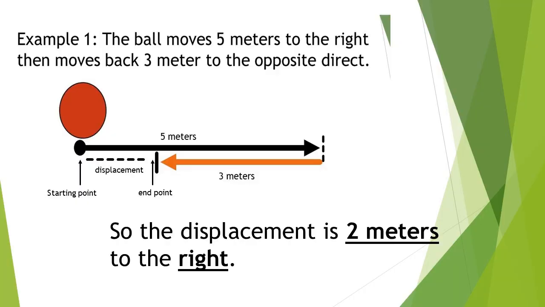So, to get the displacement, we are going to measure the length between the starting point and the end point. Since this is 5 meters and this is 3 meters, the remaining is 2 meters. That is the length between the starting point and the end point, and that measures the magnitude of the displacement. And the direction is, since this is the origin and it goes to this endpoint, which is here, it would be going to the right. So the displacement is 2 meters to the right.